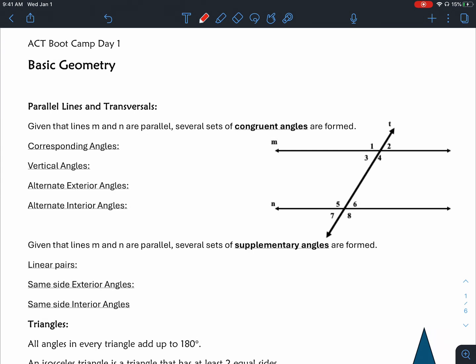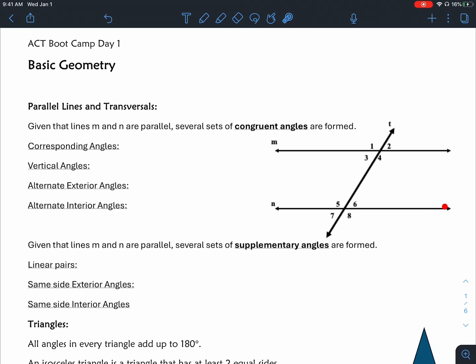So today we're going to dedicate to doing a very brief review of some basic geometry material that you might see show up on the ACT. And the first thing that we're going to look at is all the angles that are formed when you have a set of parallel lines that have a transversal that runs through it.